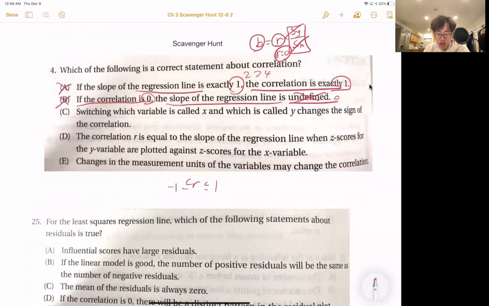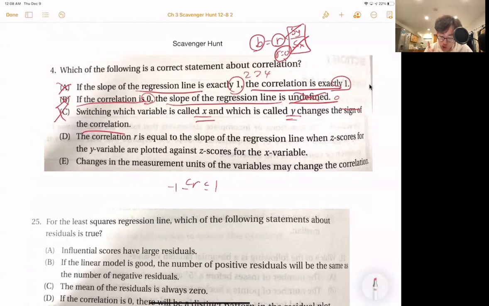Switching which variables are called X and Y changes the sign of the correlation. That's not true. Remember how R is super resistant. Even if you switch the X and Y, it's not going to change the sign of the correlation from positive to negative. The only time that happens is when you actually multiply each value by a negative number.